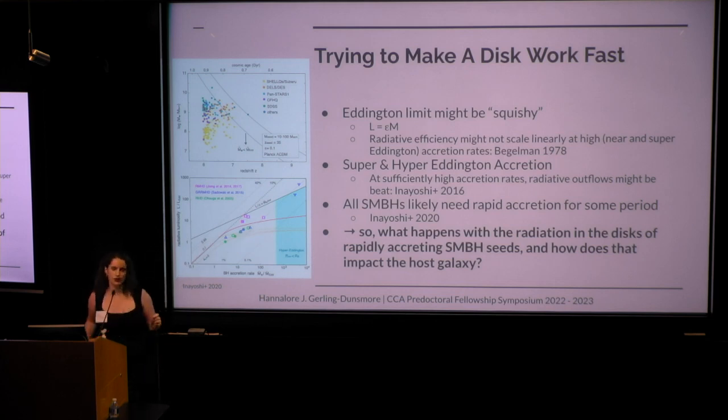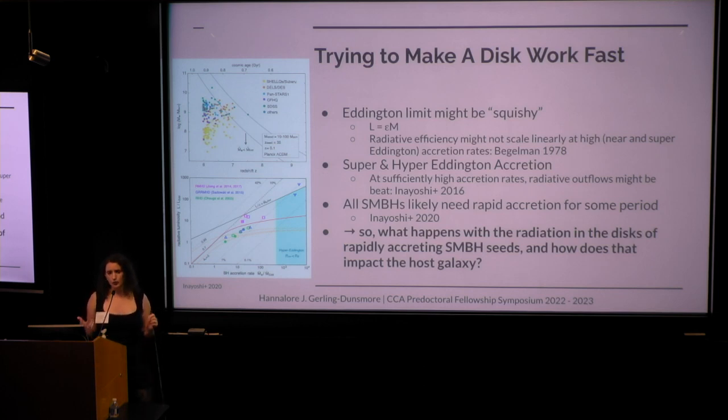So that means you actually might be able to move things through the disk faster than you thought, which has created a lot of interest in the last decade or so in super and hyper Eddington accretion as a potential mechanism. Because at sufficiently high rates, you might actually be able to beat out those radiative outflows.